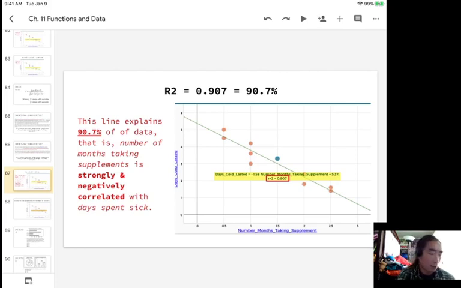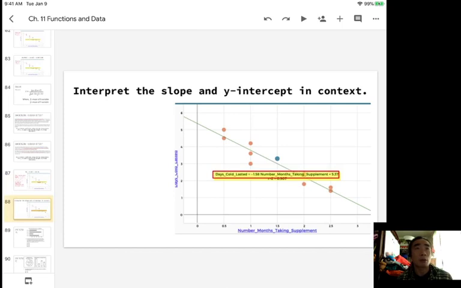The last part that we have to talk about is making sense of the problem in context. So that's looking at your slope and your y-intercept. When you draw a line of best fit, you have this equation here. We pay attention now to this part, the slope, and this part, the y-intercept. The y-intercept here is 5.37 for those that can't see this tiny number. And so what that means is that if you don't take any supplements, you don't take any medicine, then you can expect to be sick for 5.3 days, 5.4 days.